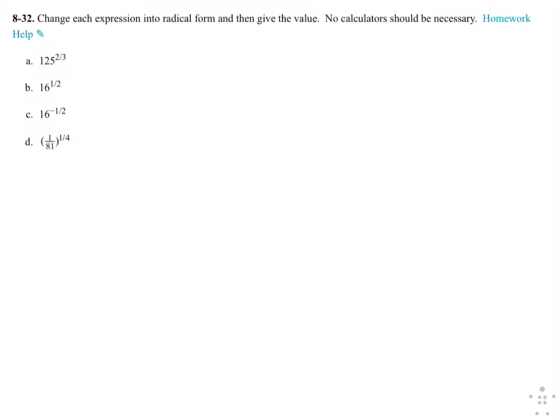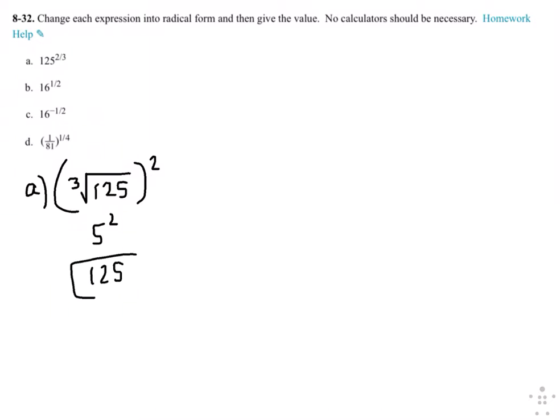Okay, so they want us to change into radical form. So a is the third root of 125 squared, right? And to simplify that, I take the third root of 125, which is 5, squared, and I get 25, right? Okay. For b, 16 to the 1/2, that's just the square root of 16, which is 4.